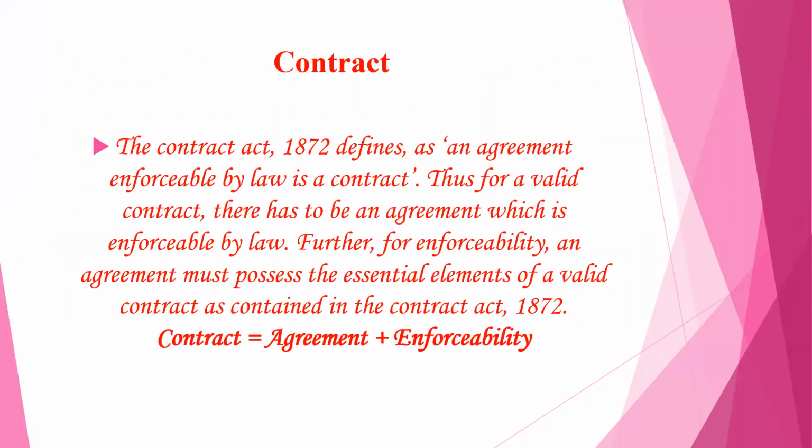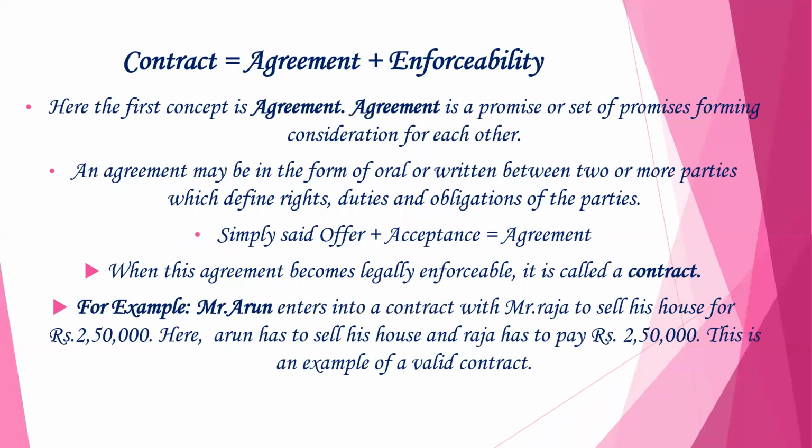In business law, contract is a very important topic, so I'm going to discuss a lot of concepts, so that you have a clear idea about the contract. The Contract Act 1872 defines a contract as an agreement enforceable by law. Thus, for a valid contract, there has to be an agreement which is enforceable by law. Further, for enforceability, an agreement must possess the essential elements of a valid contract as contained in the Contract Act 1872. Simply say, contract is equal to agreement plus enforceability.